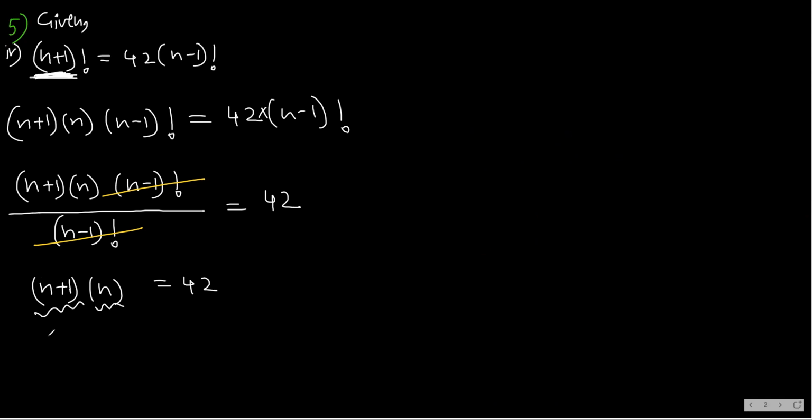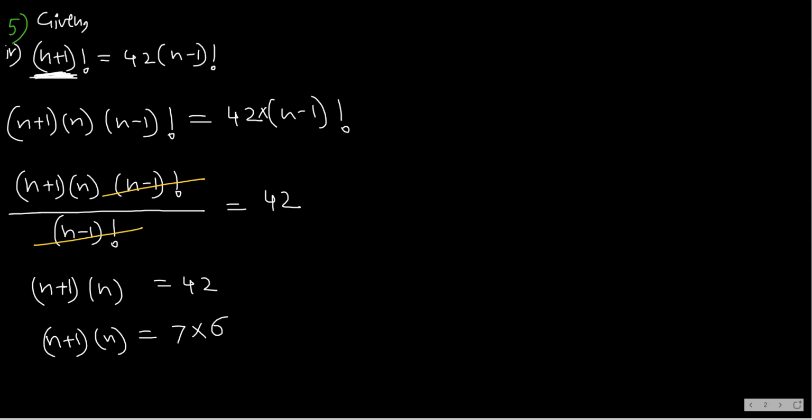What I will do is, on the right hand side also, I will write two numbers. 42 I will write as a product of two consecutive numbers. So I will write 7 into 6. See, consecutive numbers in decreasing order. 7 into 6 is 42. You see this? 7 into 6 is 42. And this is unique.